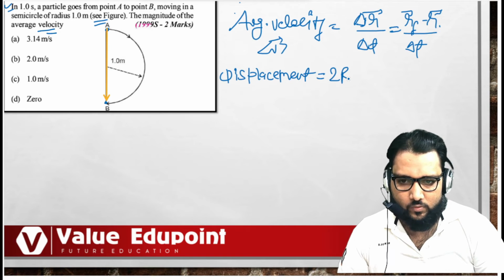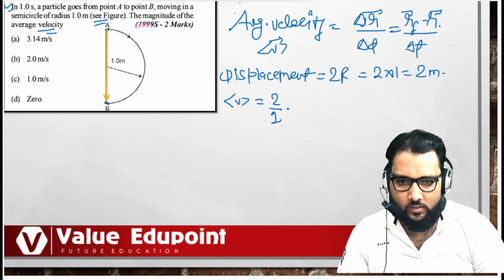That is equal to 2r. Okay, radius is given 1 meter, so the displacement will be 2 into 1, that is 2 meters. And we know the time taken by this point from A to B, that is 1 second. So the average velocity will be equal to 2 divided by 1, and that comes out to be 2 meter per second. This is the J equation. Okay guys, this is the J equation.